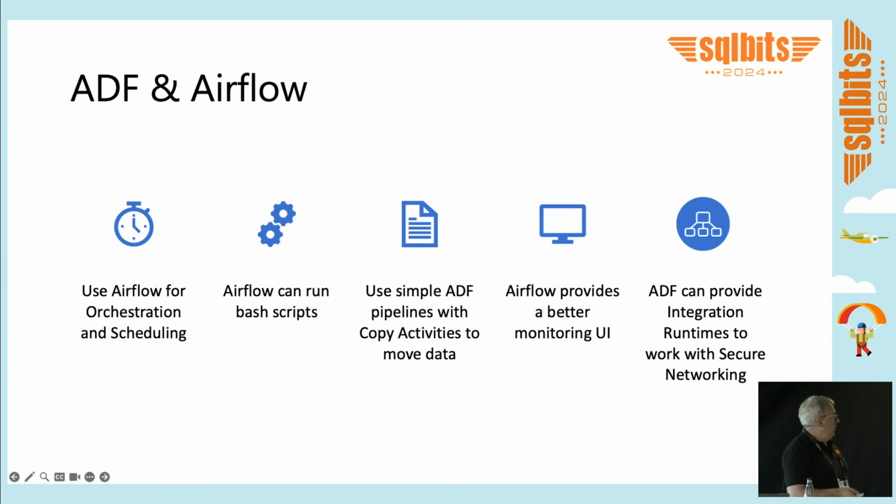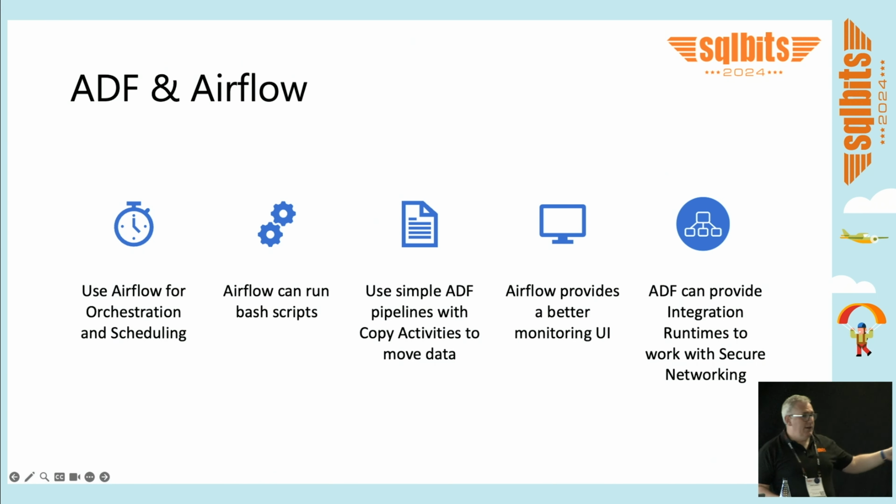So when we talk about ADF and Airflow, the idea that I have of how they fit together is that you would use Airflow for your orchestration and your scheduling. You can do things like running bash scripts, which you can't do with ADF normally. You can use ADF with very simple pipelines with just copy activities that are set up dynamically and parameterized. Then if you need to copy data from somewhere, you can just call out to ADF and say, move that from there to there. You can do it inside a loop, fire off a whole bunch of them, wait for them to finish, and then you get the much better UI over the top of that.